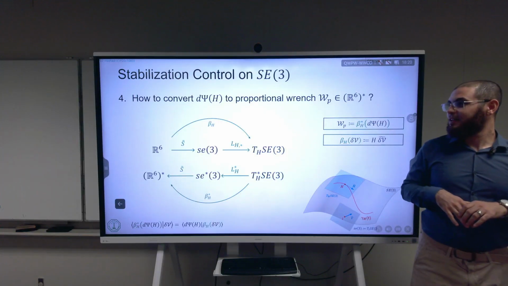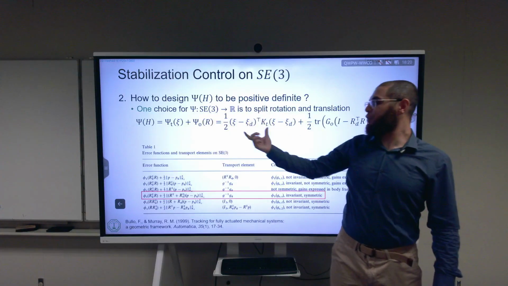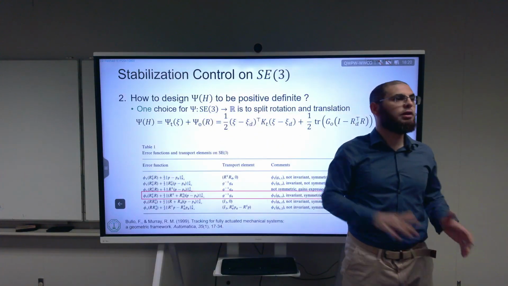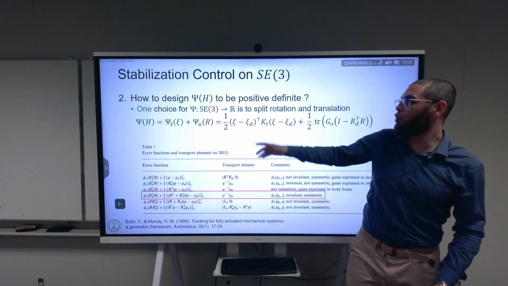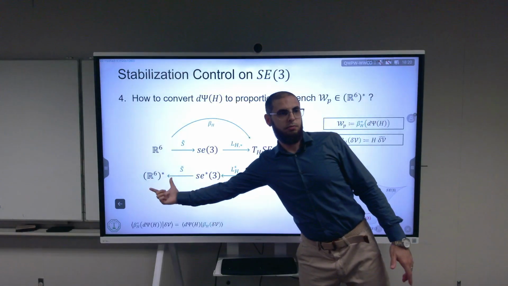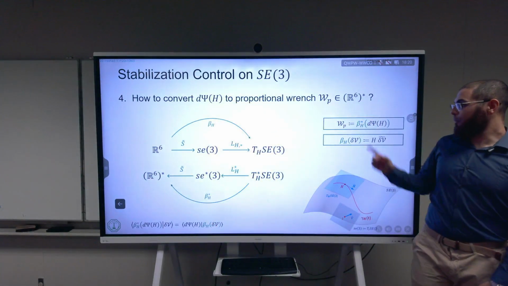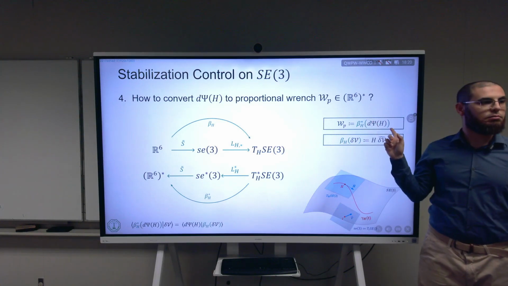So how do we convert this code? Step number 3 is that after you choose the function, you compute the codifferential. But you saw, this is just some math that you need to go through. And after you get this codifferential, the big question is, how do you convert this to a wrench? All right, a proportional wrench. The proportional wrench will be equal to beta star d psi of h.